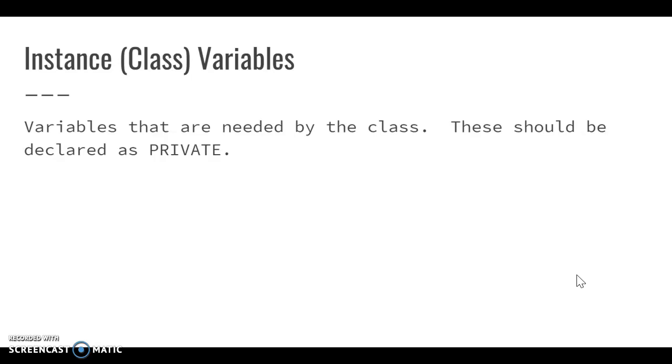First of all, instance or class variables, those are the two names that we give them, are basically just variables that are needed by the class, and they should always be declared as private. We'll see an example of that in a minute.